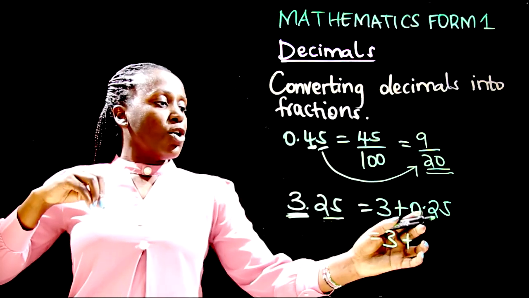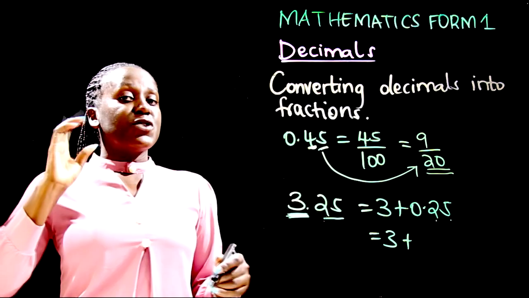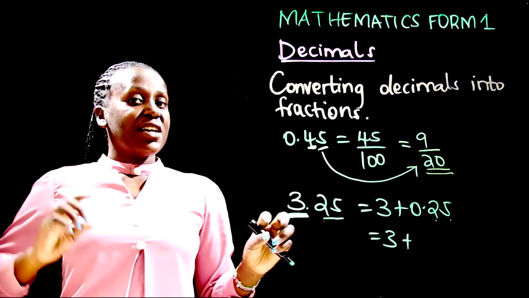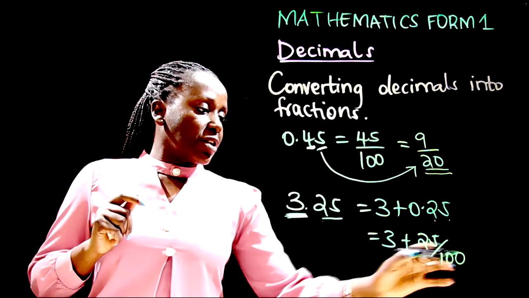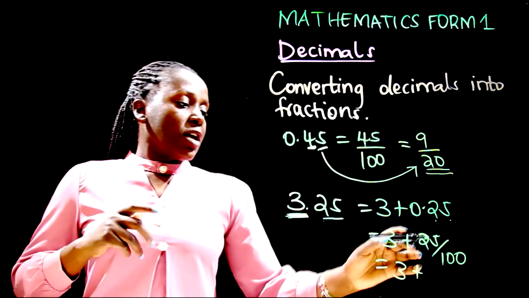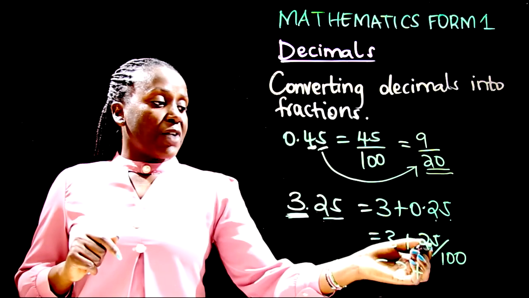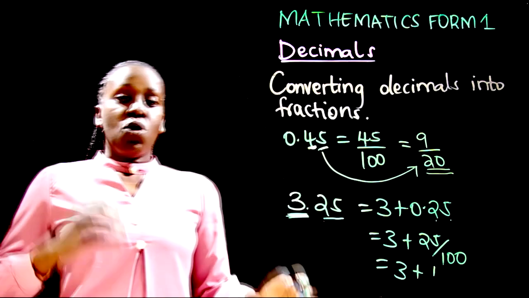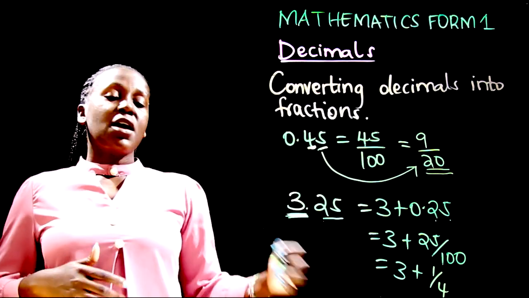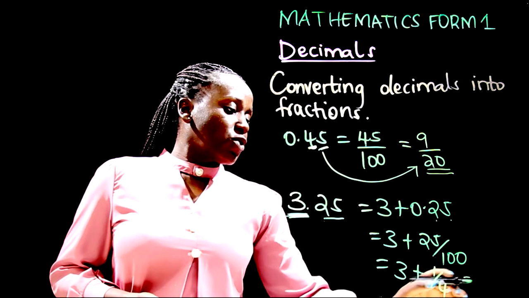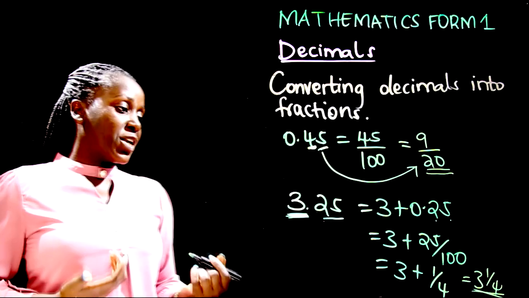How many do we have? 1, 2. So we divide by a number that begins with 1 and has 2 zeros. Which number is that? 100. So this will be equal to 25 over 100. Now this will be equal to 3 plus 25 over 100. Are they divisible? Yes. 25 divided by 25 is 1. 100 divided by 25 is 4. So now we have 3 plus a quarter, which is now equal to 3 and 1 over 4. And that is a fraction that represents 3.25.